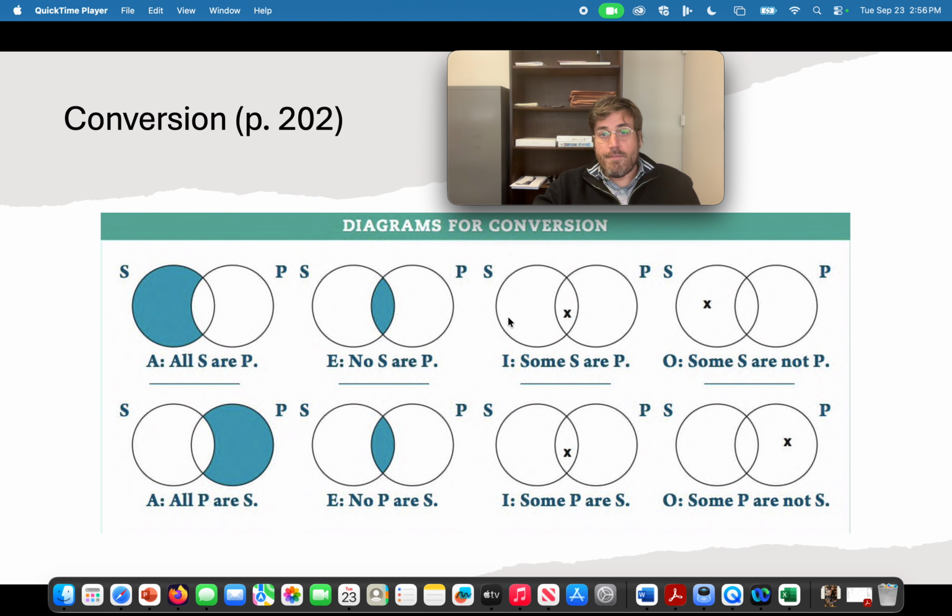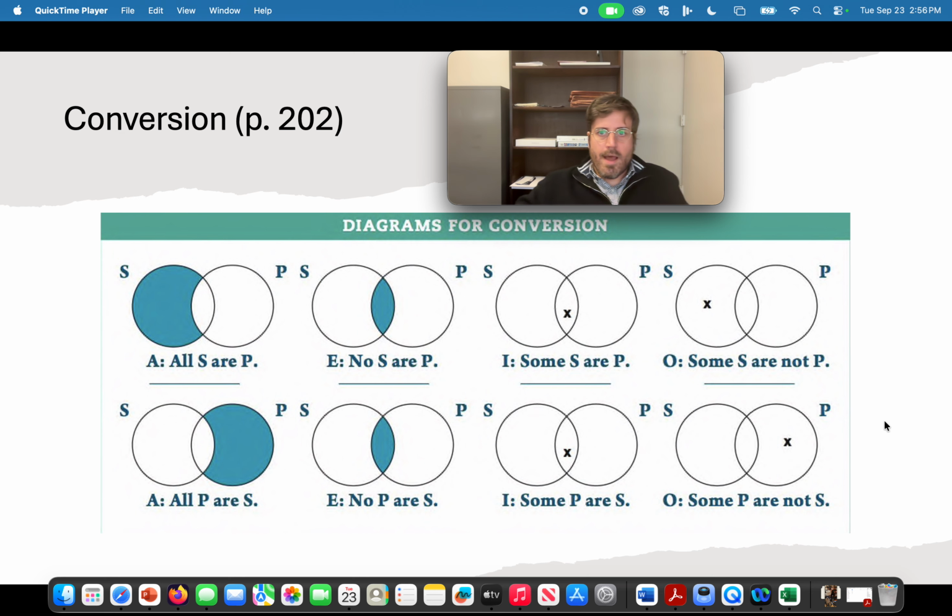These are valid inferences. We do not have logical equivalence for the A and the O group. A becomes all P are S. On the modern interpretation, this is not logically equivalent. And for O, we have some S are not P. The converse is some P are not S. These are not logically equivalent either, and so conversion for O propositions is invalid.